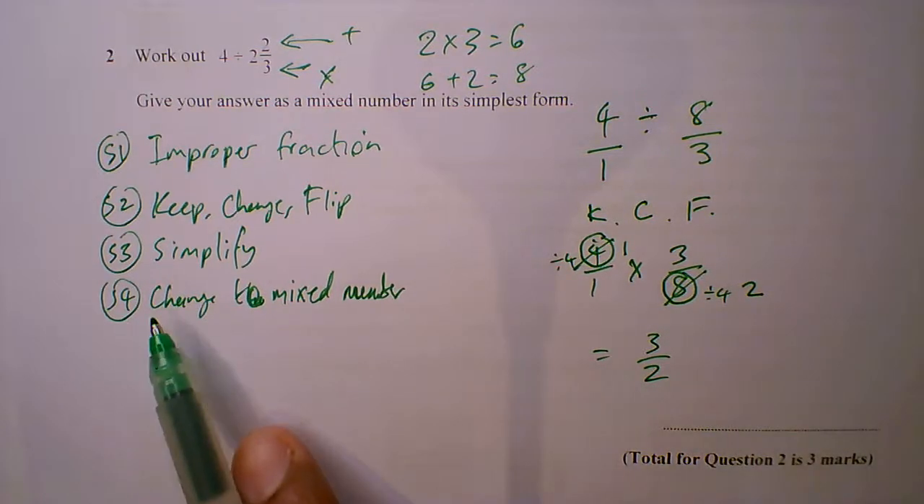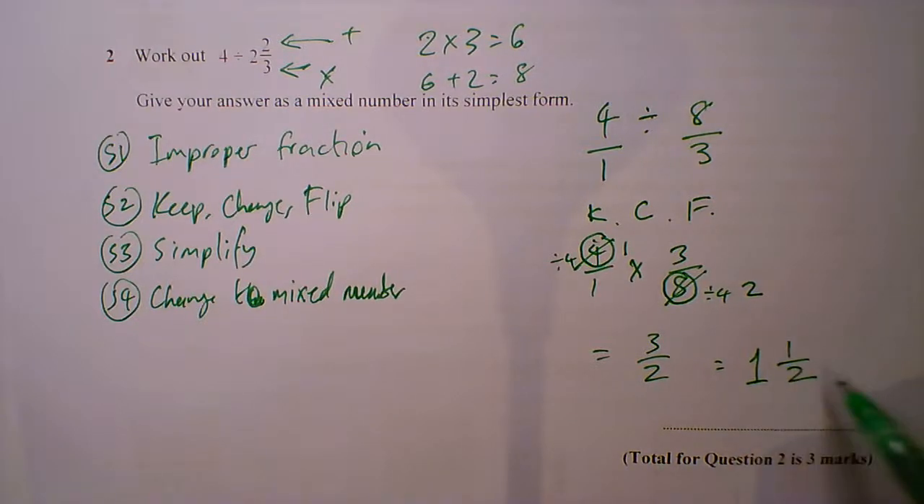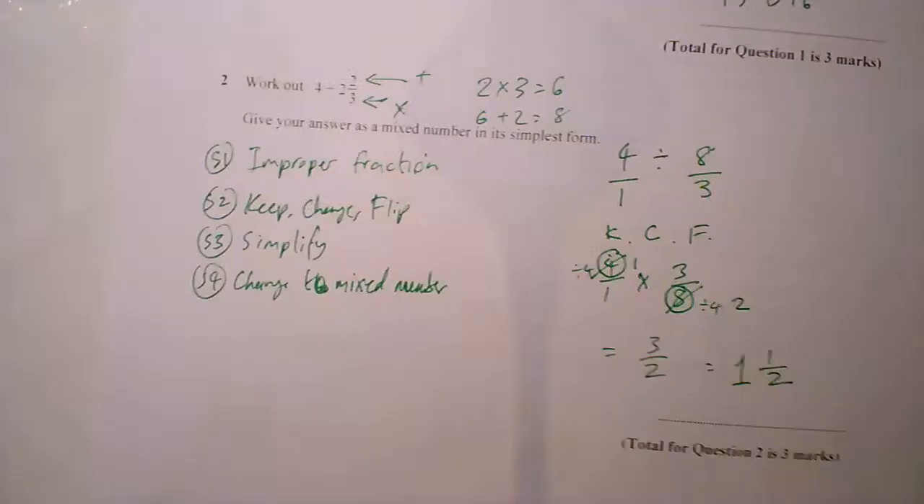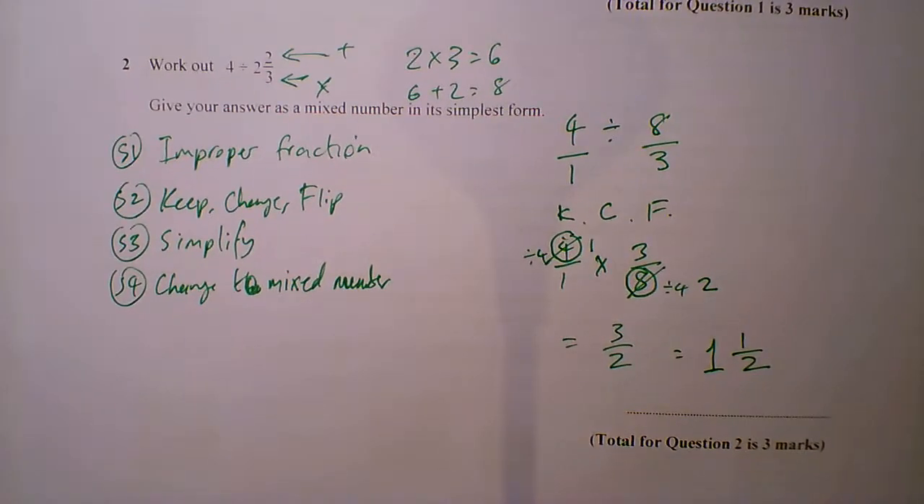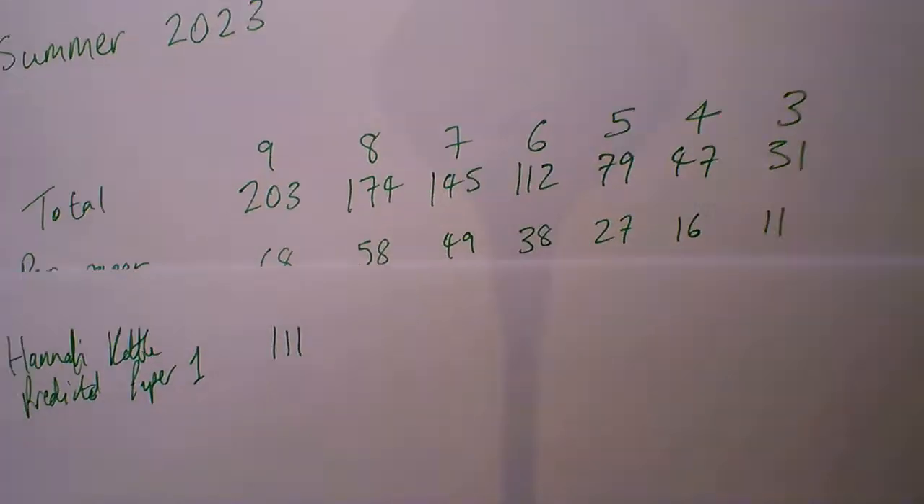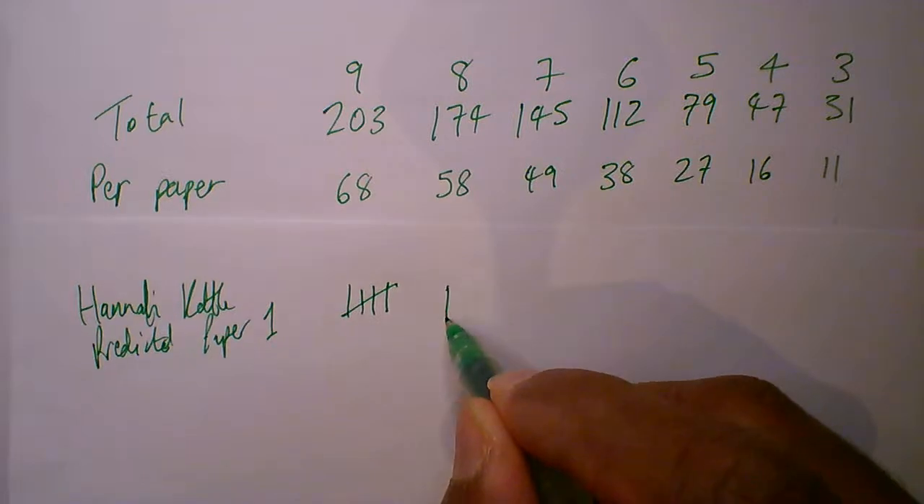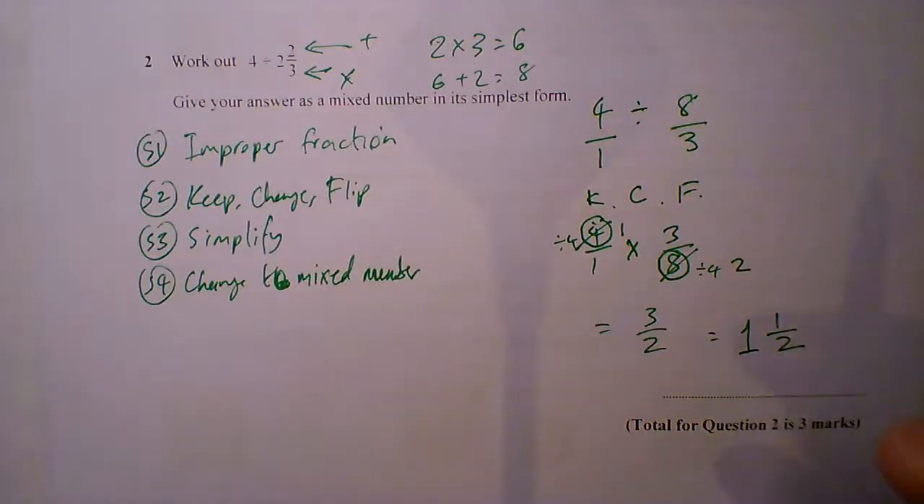And now I'm on to my step 4. I change it to a mixed number. How many times does 2 go into 3? Once, remainder 1/2. So 3 marks there. So let me add that to my tally. Sorry about that. I have now got a few more marks. So I'm now on 3 more marks. So I'm getting closer to my 11 marks. 1, 2, 3 marks. I'm on 6 marks now.